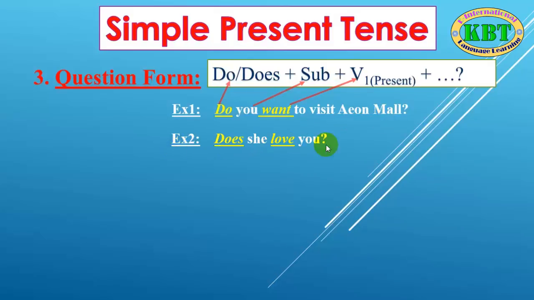Does she love you? So does is the auxiliary, and the subject she is third person singular, so we use does. Love is verb 1, verb in present, and you is the object. And a question mark.